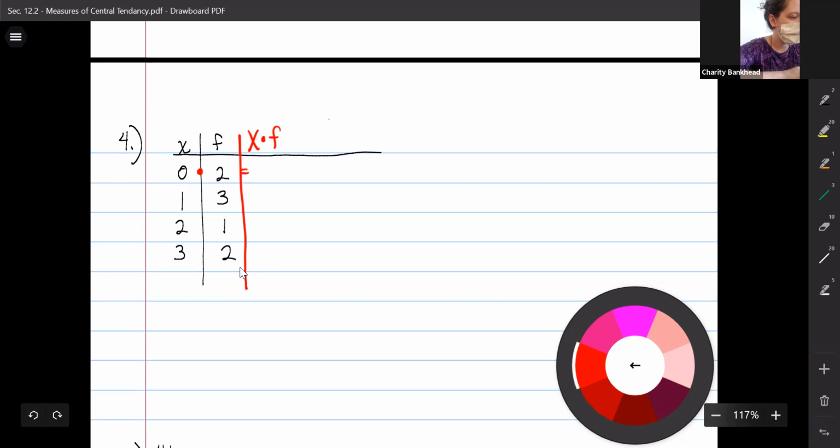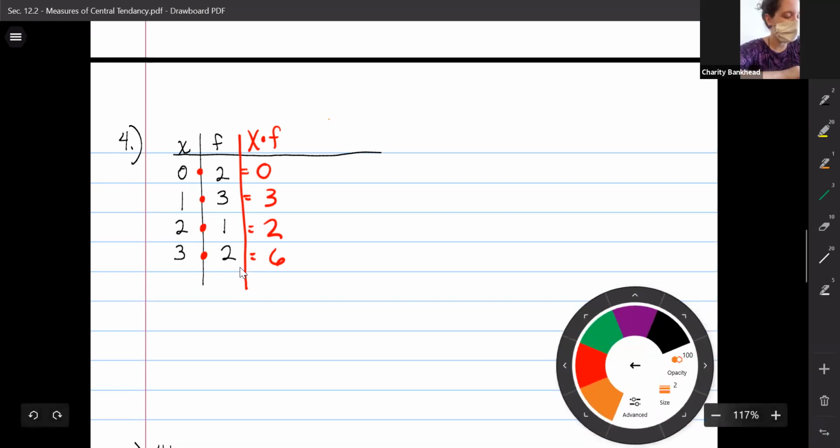So 0 times 2 equals 0, 1 times 3 equals 3, 2 times 1 equals 2, and 3 times 2 equals 6. And then we're actually going to add up both of these columns. We're going to add up the frequency column. So when we do that, that's going to equal 8. And then we're also going to add up this x times f column as well. That's going to equal 11. And then the mean equals 11 divided by 8.